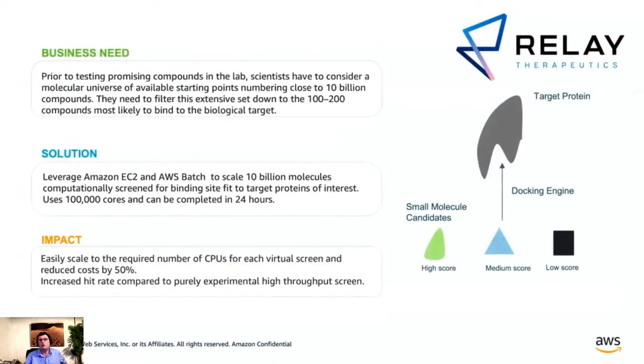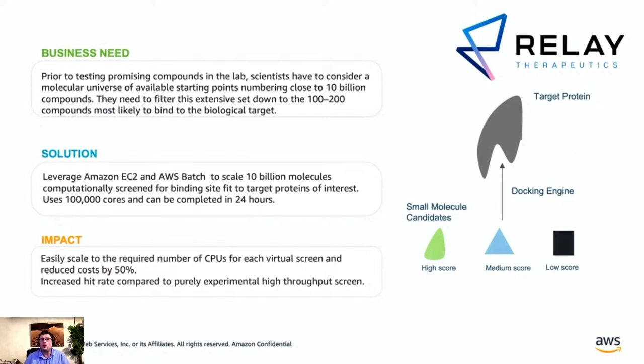The next example that I wanted to discuss, also in the context of basic sciences, comes from Relay Therapeutics. The problem that they faced is that when seeing which molecules might inhibit a protein, which I'm schematically showing in this diagram, you have a docking engine that performs docking of small molecules in a large molecule.